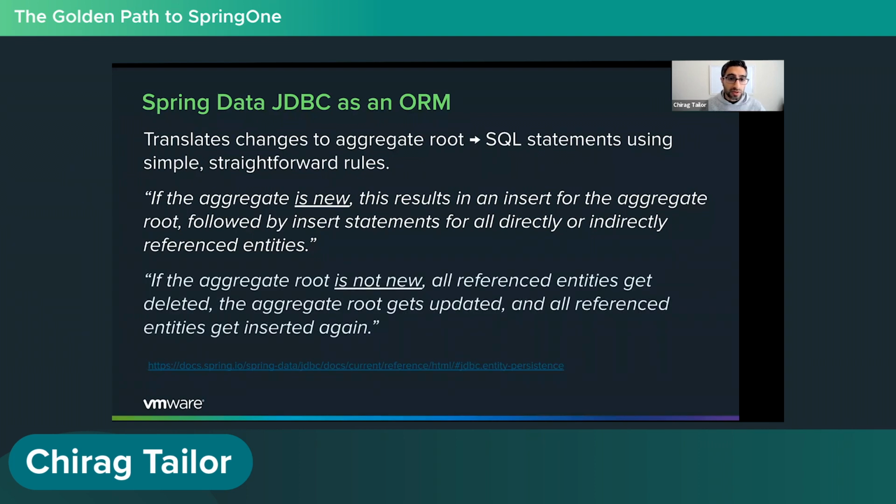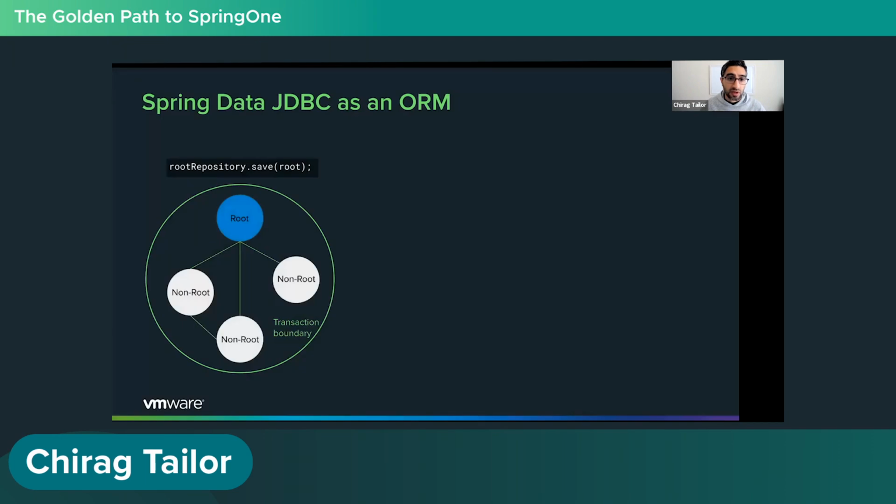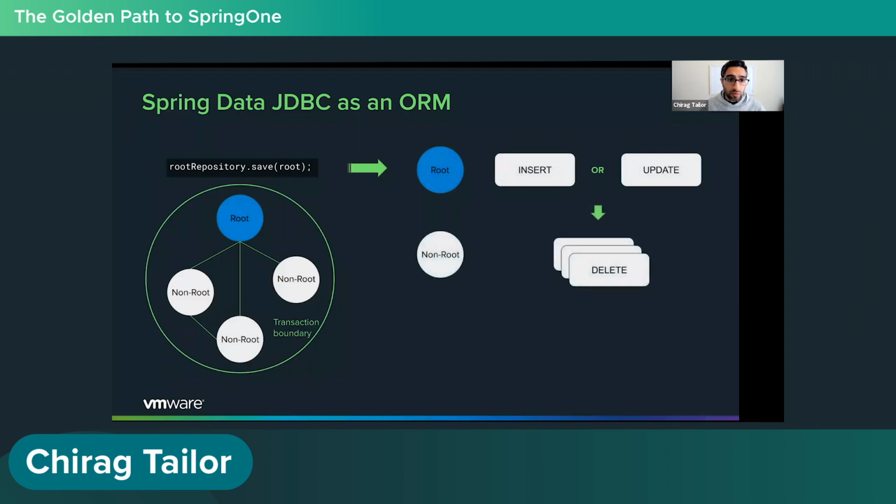If the aggregate root is not new, all referenced entities get deleted, the aggregate root gets updated, and all referenced entities get inserted again. In other words, every change can be represented as either an insert or update statement for the root entity, 0 or more delete statements for non-root entities, followed by 0 or more insert statements for non-root entities.